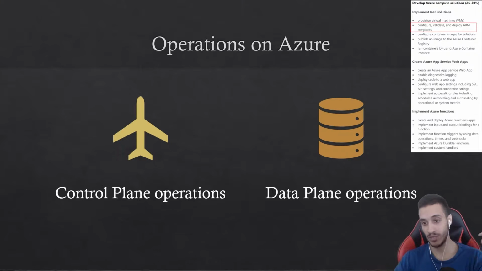On the other hand, data plane operations are specific functionalities exposed by a service. For example, when you RDP into a virtual machine, that's a specific functionality exposed by a service, so it is a data plane operation, not a control plane operation. When you delete a virtual machine, that's a control plane operation. On Azure, it is super important to distinguish between control plane operations and data plane operations in order to properly understand what an ARM template is.